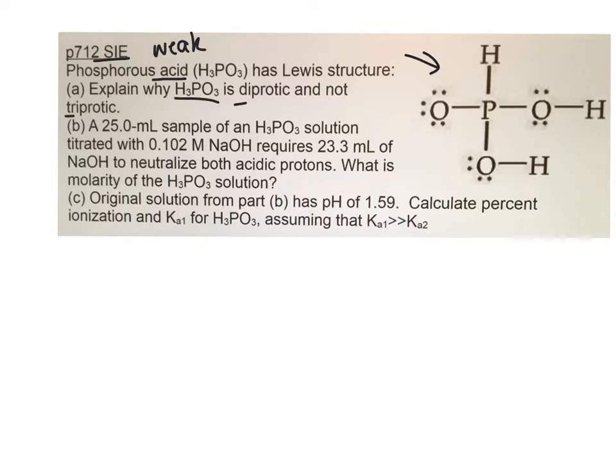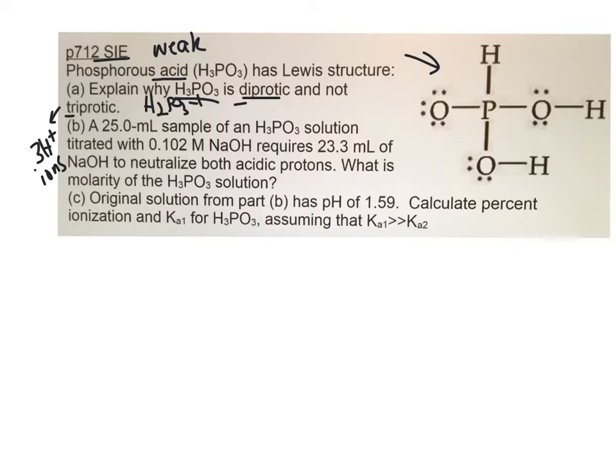Now don't forget, triprotic means 3 H ions are capable of being donated from this, although you know that as we move from H3PO3 to H2PO3 1 minus, it becomes a weaker acid because the Ka dramatically starts to decrease. But in this case, they're saying it's diprotic. Well, let's see why based on composition here.